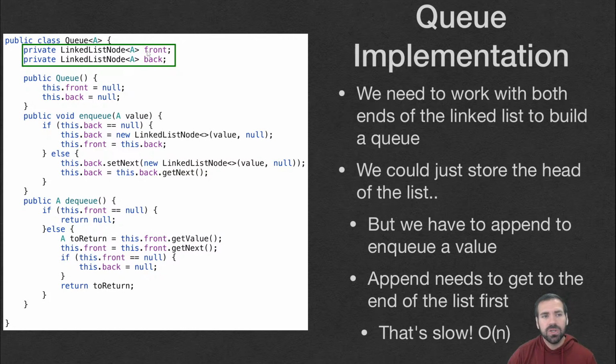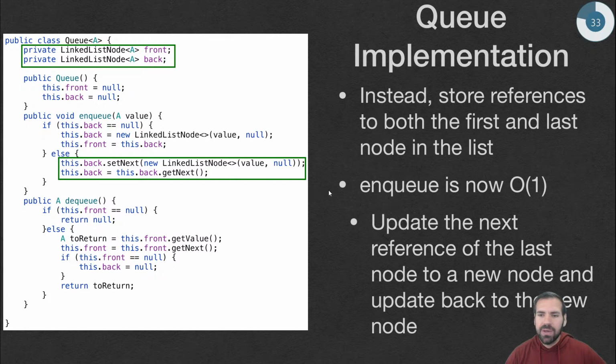We're going to store two references. Instead of just a reference to the first node in the linked list, we're also going to store a reference to the last node in the linked list. Now when we want to append, we don't have to traverse the whole list to find the end of the list, because we're going to keep track of it the entire time. So when we have to append, we just say back.append. And we have to do a little bit more than that, as you'll see.